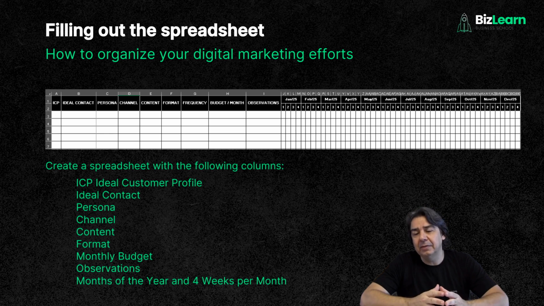In this spreadsheet, we have 12 months with 4 weeks each. You can modify this spreadsheet by adding more months, or even fewer. You can also replace the weeks with the exact days. It all depends on the needs of your business and the volume of content that will be published.